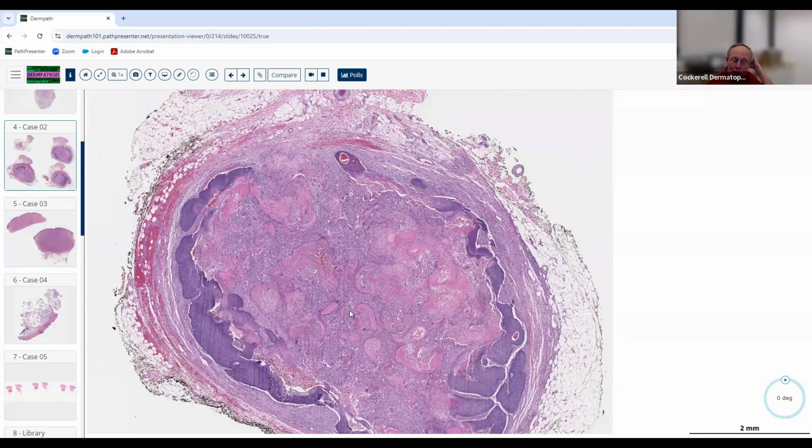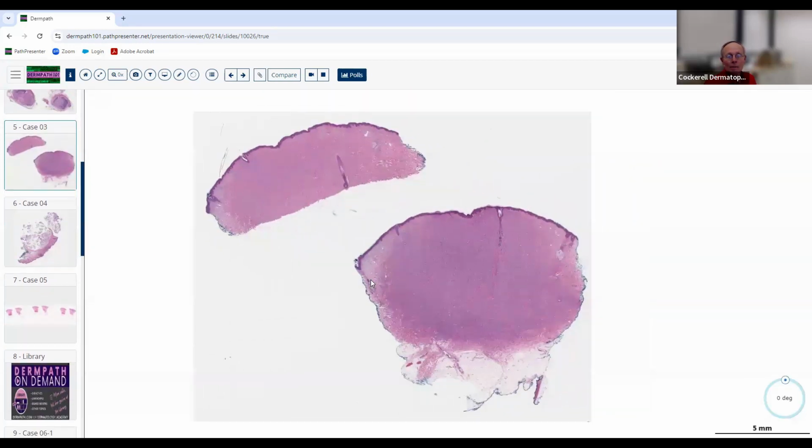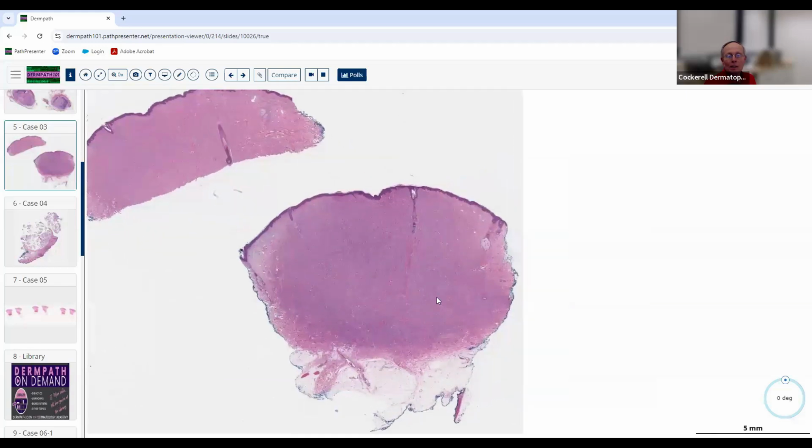So just make sure you are up to date on some of these relatively newly described associations with relatively banal entities. So just be aware of that. Great. Okay. Beautiful example of this entity.